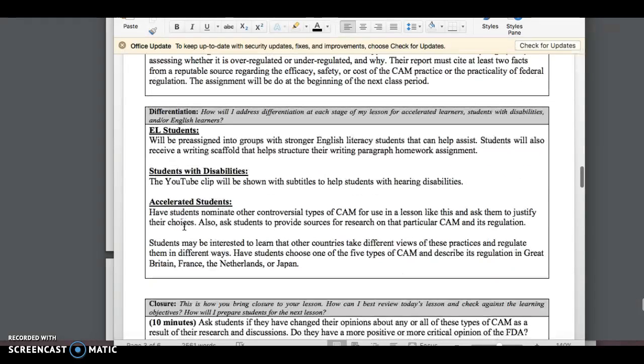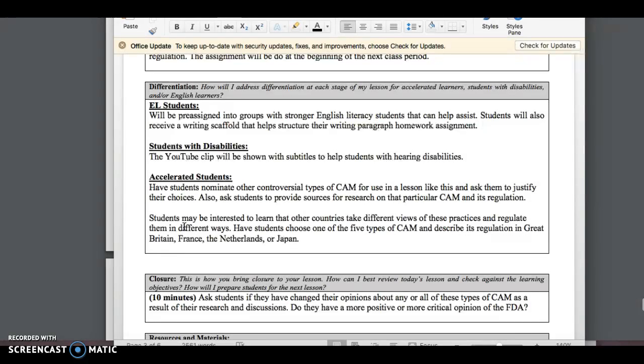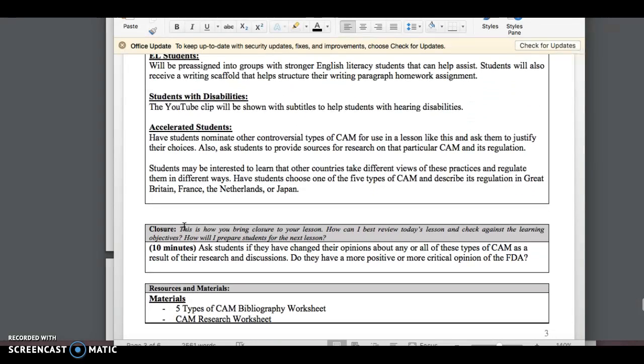For EL students, the differentiation will be pre-assigning them into groups with stronger English literacy students who can help assist, and they'll also receive a writing scaffold for their homework assignment that helps structure their writing paragraph. As for students with disabilities, the YouTube clip that will be shown will have subtitles, so this will help students that may have hearing disabilities so they can read it.